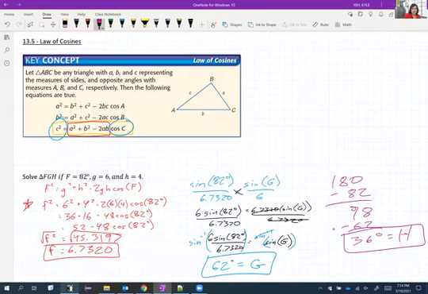So right there, a law of cosines problem. You will only ever have to use law of cosines once when you're solving a triangle, because after that, you should have a perfect pair. You can use law of sines. You can use the 180 trick. All right.